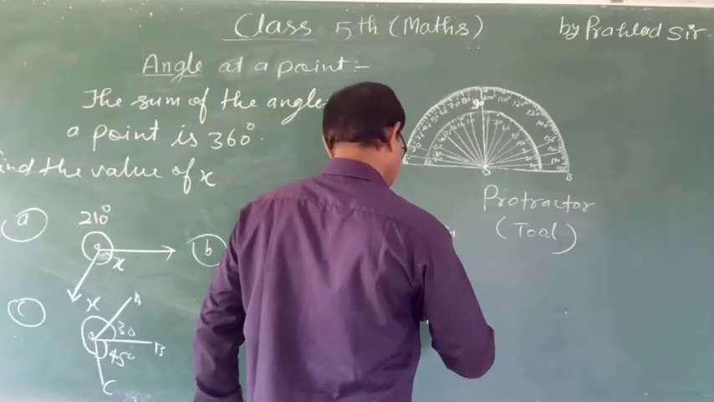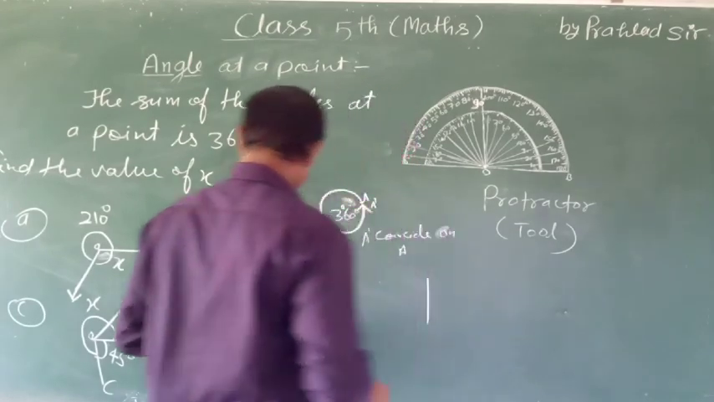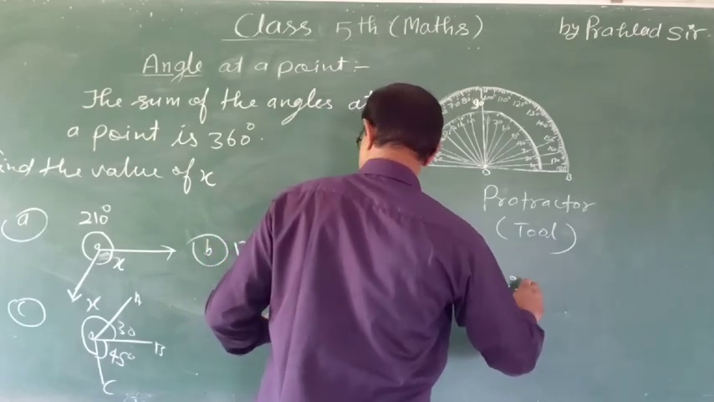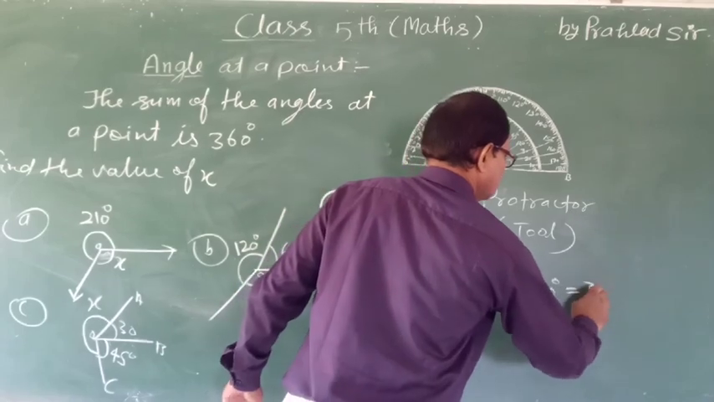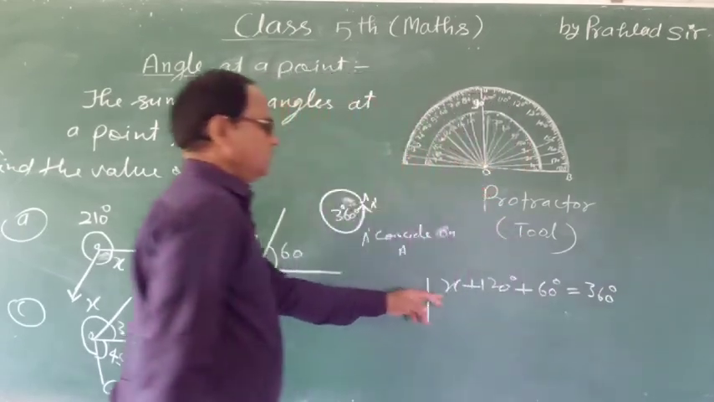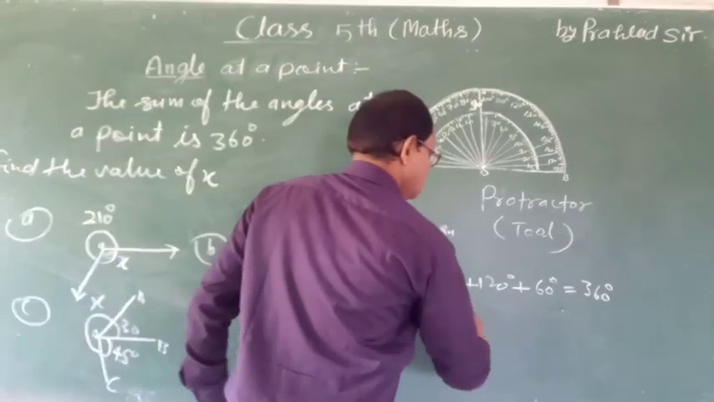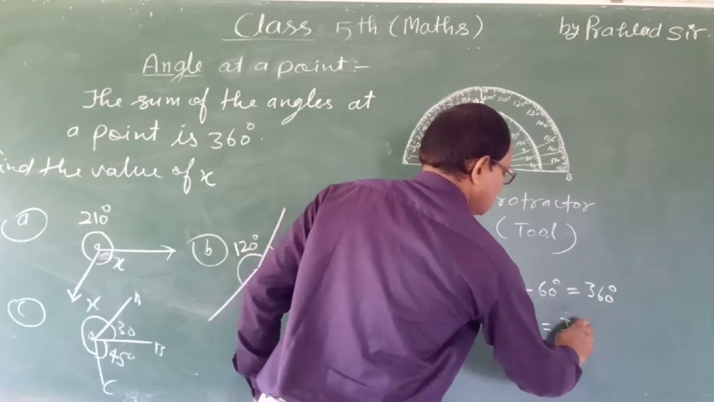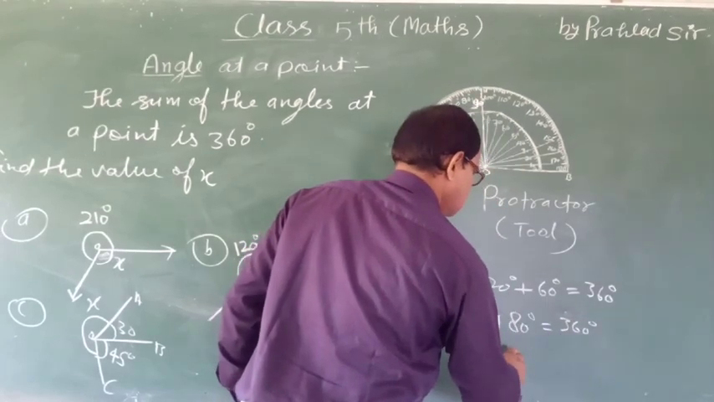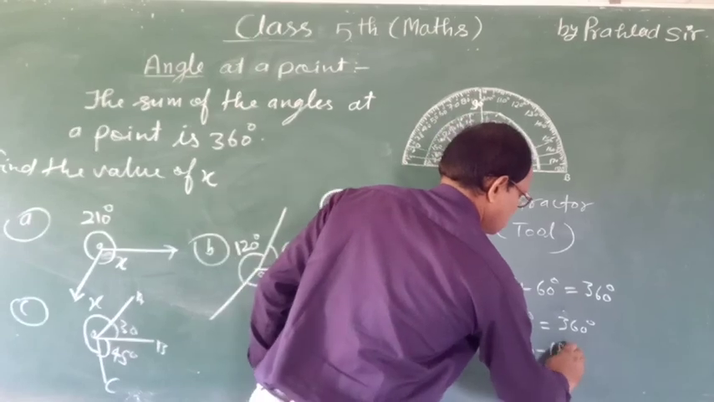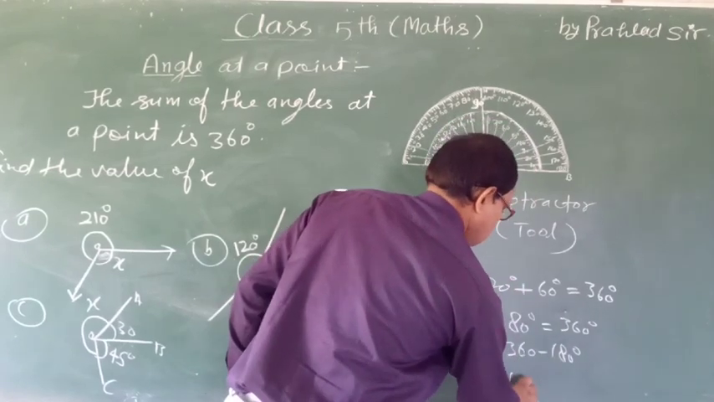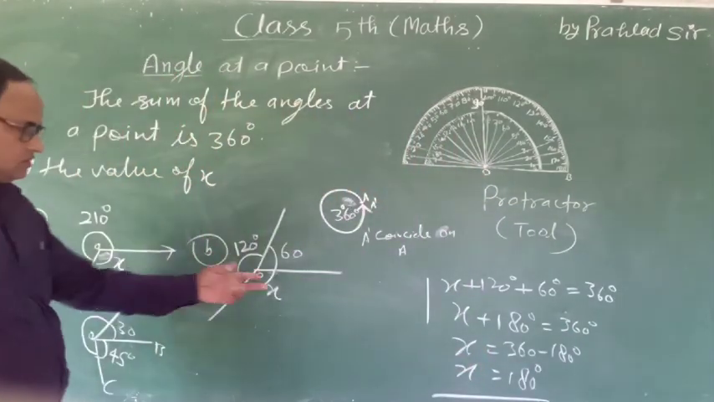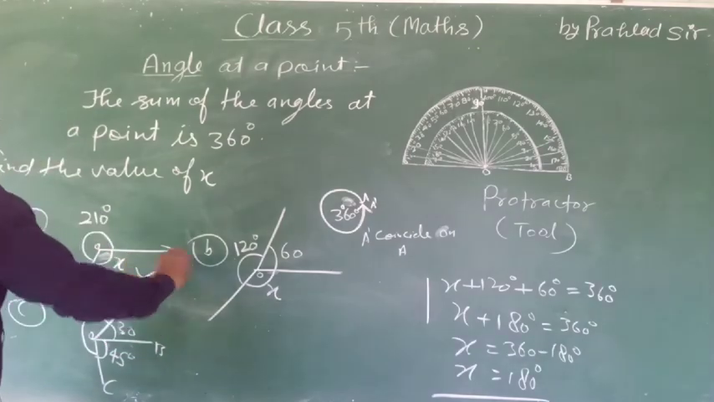Here, this angle x plus 120 degrees plus 60 degrees is equal to 360 degrees. Then you can solve this: 180 degrees is equal to 360 degrees. Therefore, x is equal to 360 degrees minus 180 degrees, so x is equal to 180 degrees. So by this method you can solve all of them.